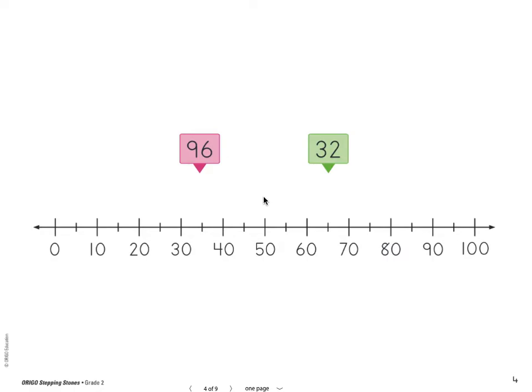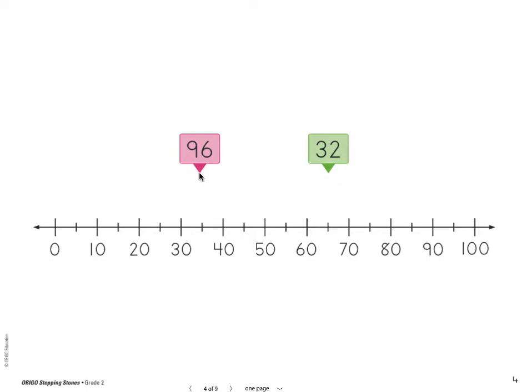Our learning target for today's lesson is I can estimate to help solve problems. This lesson goes along with your journal pages 294 and 295. So let's get started. So right here we have the numbers 96 and 32.